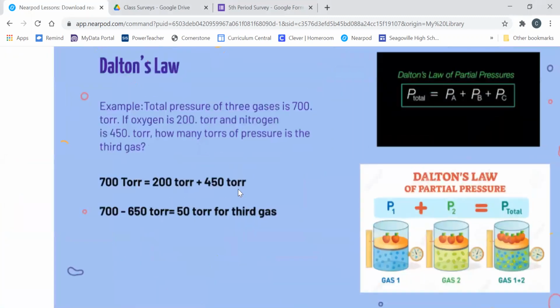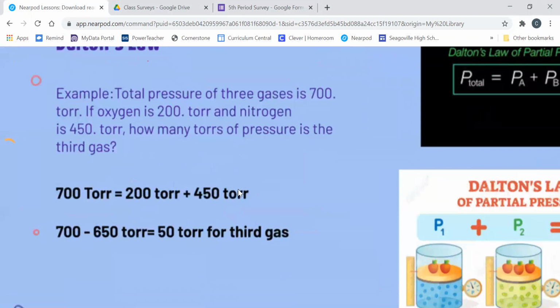And we're gonna do this example. It says total pressure of 3 gases is 700 torr. So the total is 700. If oxygen is 200 torr and nitrogen is 450, how many torrs of pressure is in the third gas? So all you guys have to do is figure out what the total is, which is 700 torr. Oxygen is 200, and then nitrogen is 450. And then they want us to figure out the third one, which is the missing one, which I'm just gonna write X.